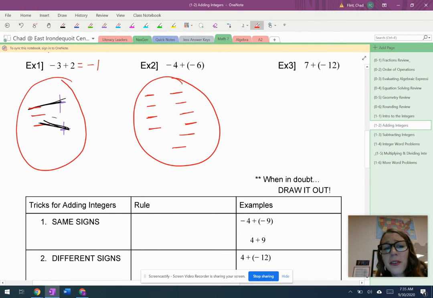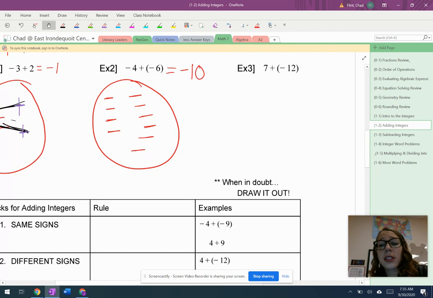Now here, I don't have any positives I can cancel these red negatives out with, so I'm just going to count up what I have. There was 6, 7, 8, 9, 10. So I have 10 negatives, or -10 as my answer.